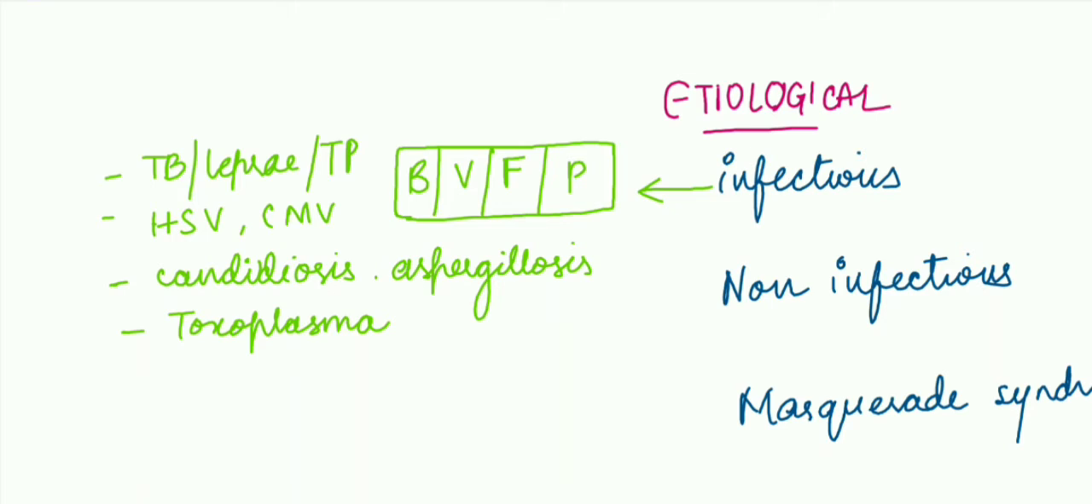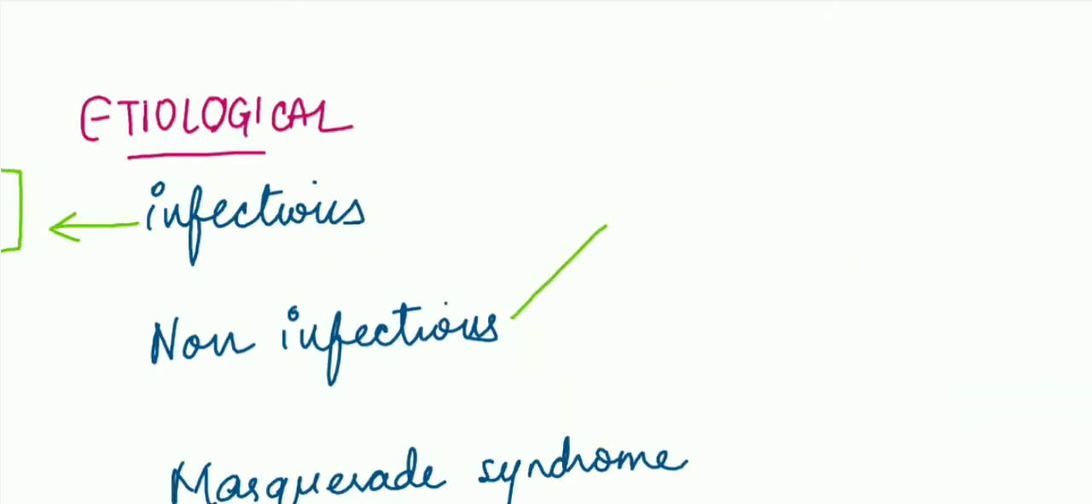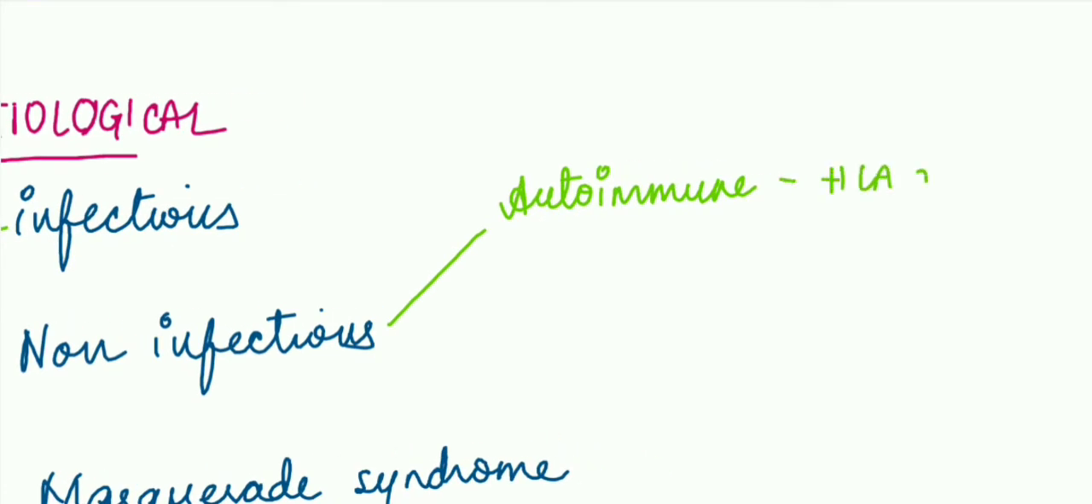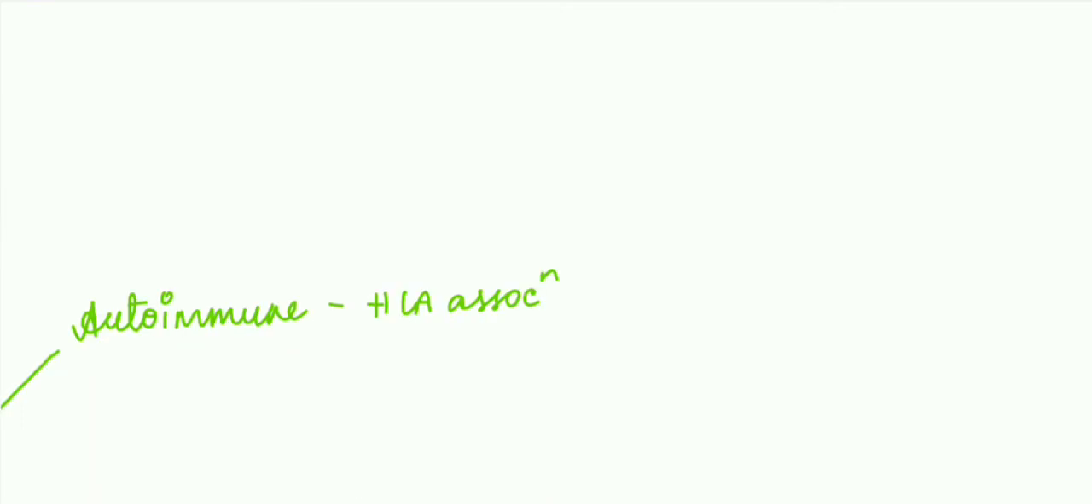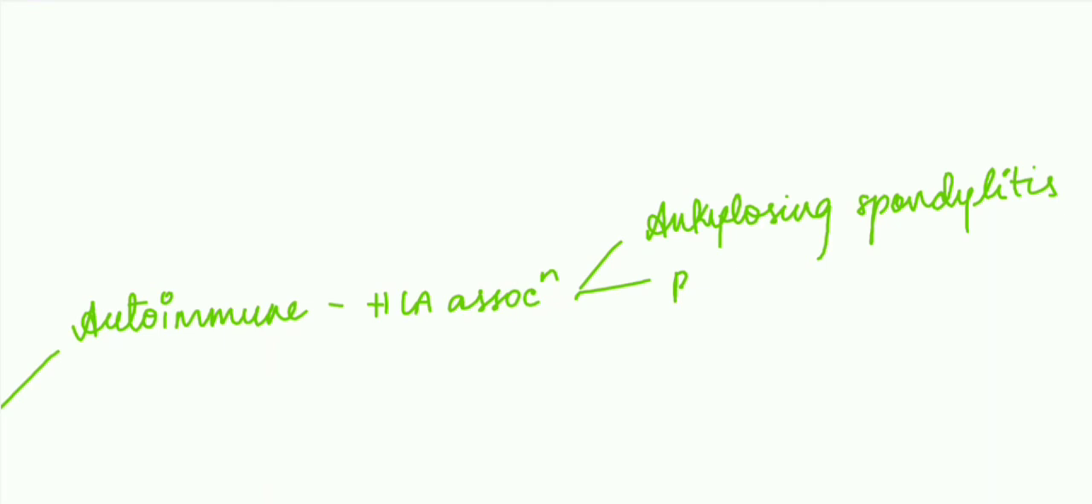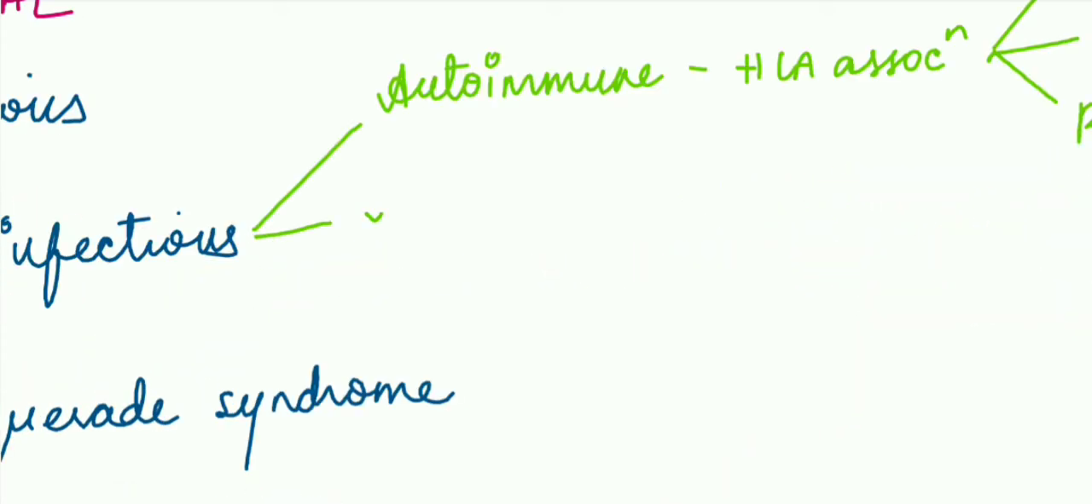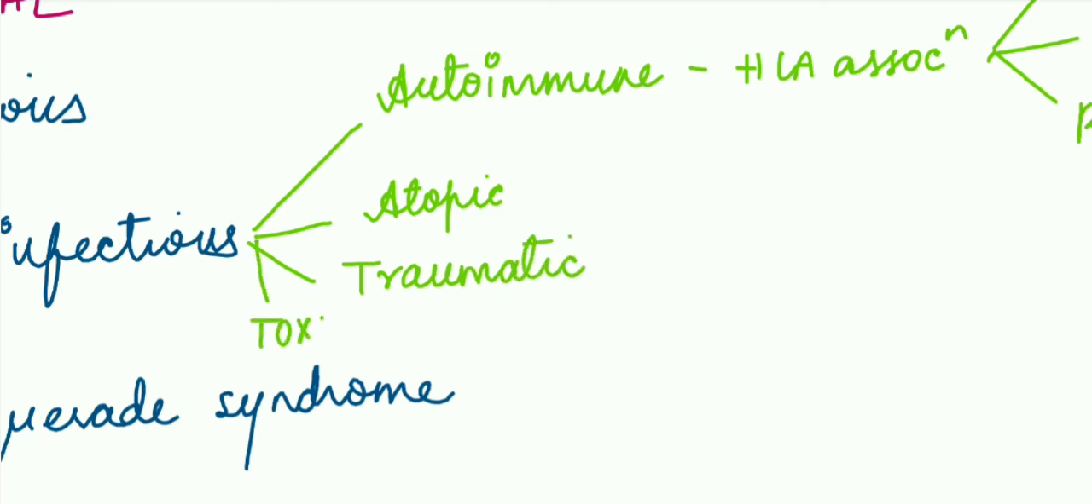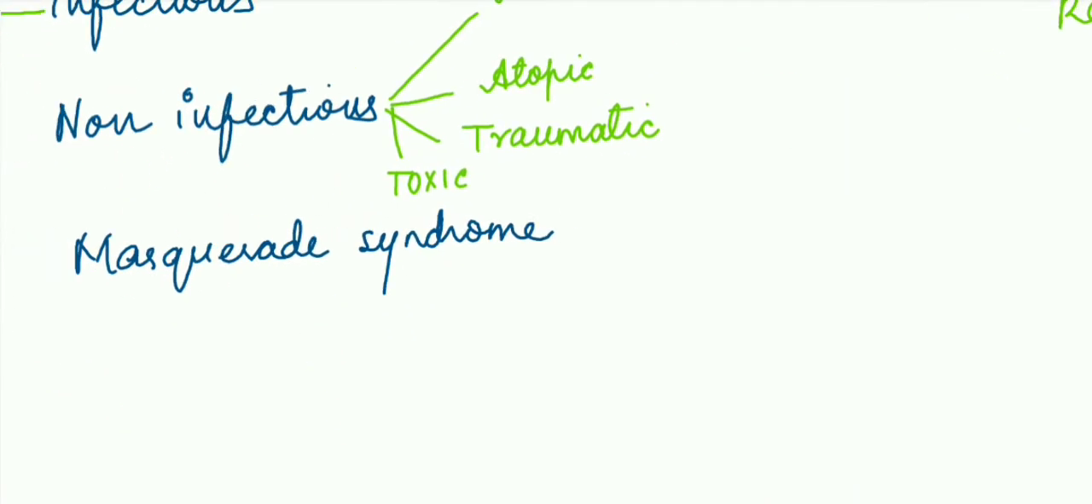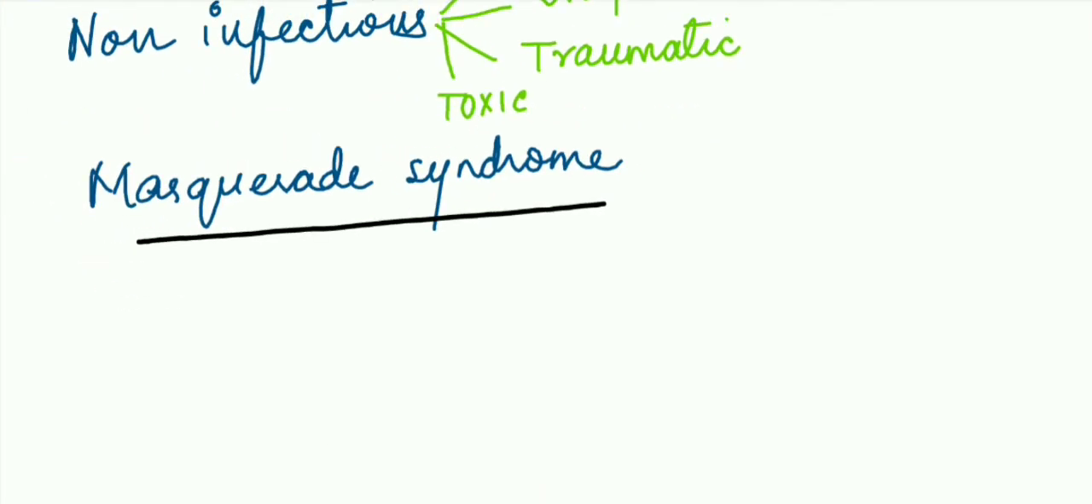Coming to the non-infectious uveitis, we have autoimmune uveitis, under which we have HLA association. Examples include ankylosing spondylitis, Behçet's disease, and Reiter's syndrome. And then we also have atopic uveitis, traumatic uveitis, and toxic uveitis. They are under non-infectious. Moving on to the last one, that is masquerade syndrome.